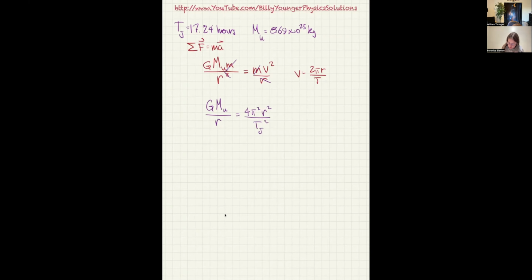I just called it T earlier, but now I'm calling it T Jupiter. So now you can see that if I multiply both sides by r, I'll get a 4 pi squared r cubed. So what I can do now is say G times the mass of Uranus divided by 4 pi squared. I think that should do it there. Actually, I made more of a fraction bar than I really needed.